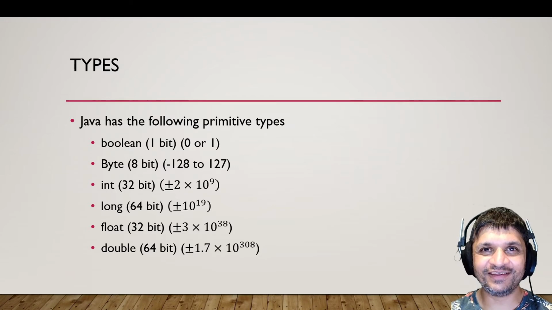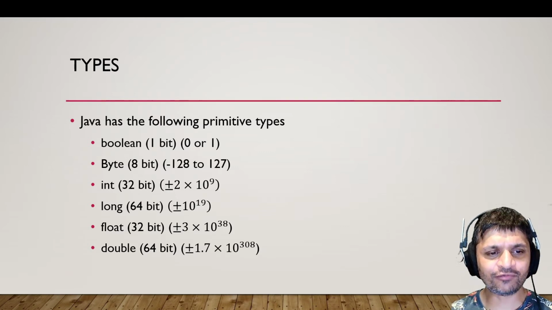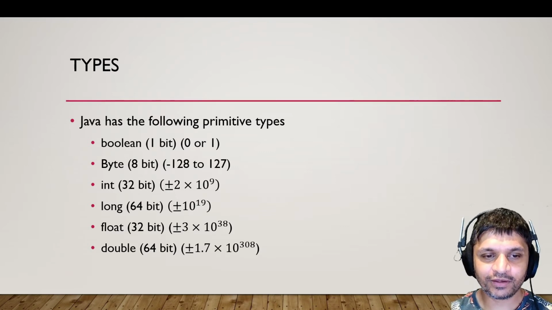Another interesting one is the floating point numbers like float and double, right? So you can see those ranges. They look interesting. Look at float, which is 32-bit. It goes from minus 3 times 10 to the 38 to positive 3 times 10 to the 38. So it's 3 with 38 zeros behind it. That's some ridiculously large number. But it's only 32 bits.